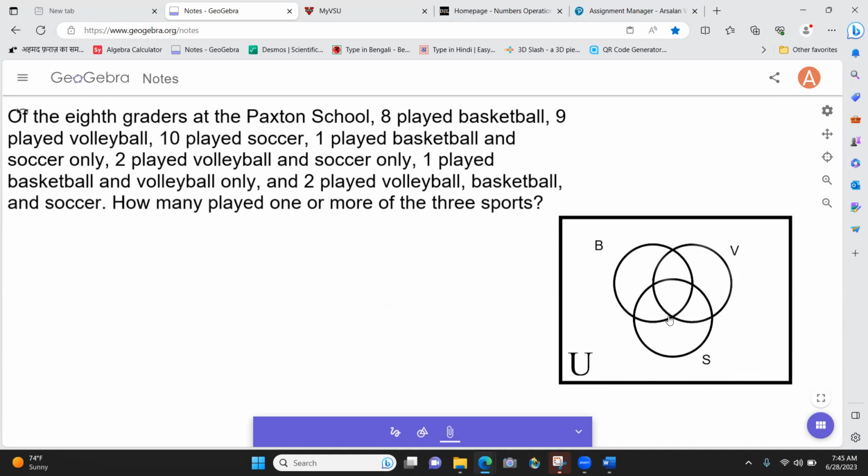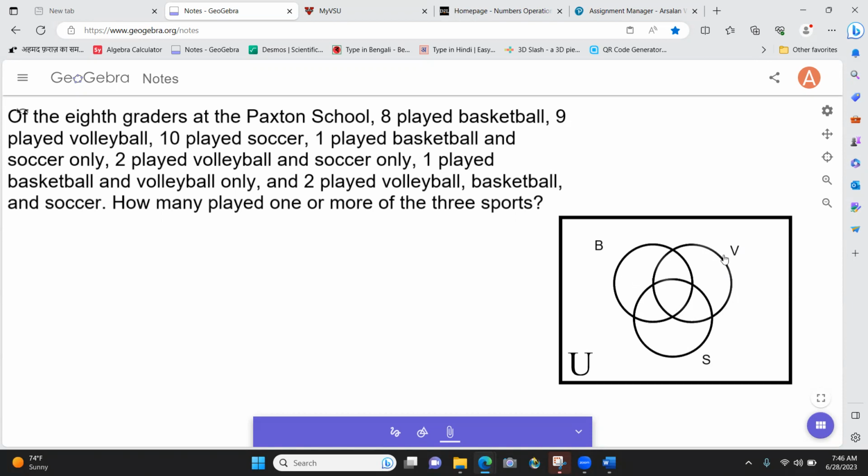This B circle represents all the people who played basketball. Now, some of these people here only played basketball. These people here played volleyball and basketball, but they didn't play soccer. These people here played basketball and soccer, but they didn't play volleyball. Same thing here. They only played soccer. They only played volleyball. These people here played soccer and volleyball, but not basketball. And these people right in the center played all 3 sports.